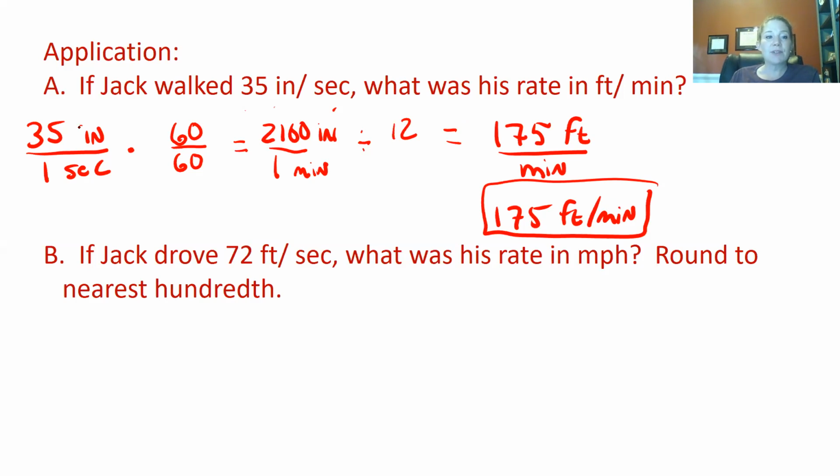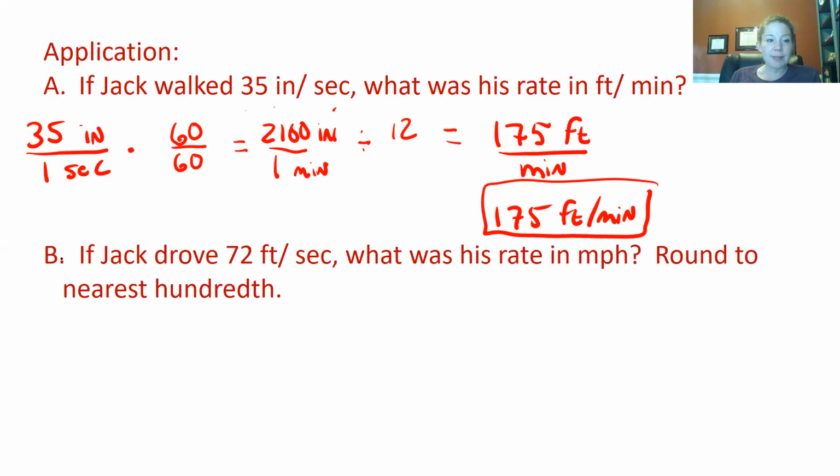So basically one of the things you have to do is convert your seconds to minutes. The only way to do that is multiply by 60. And then the way to get from inches to feet, since there's 12 inches in 1 foot, we have to divide our inches by 12 and we get 175 feet. Okay.